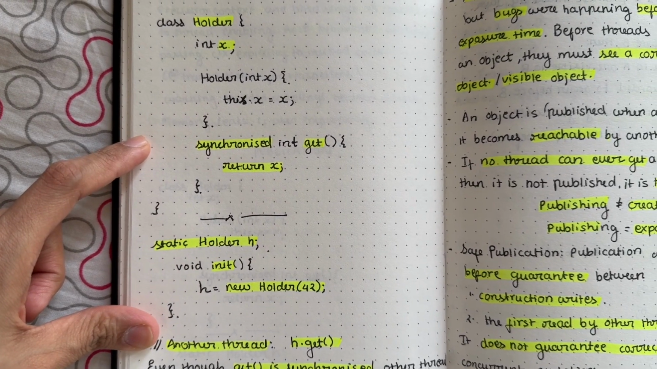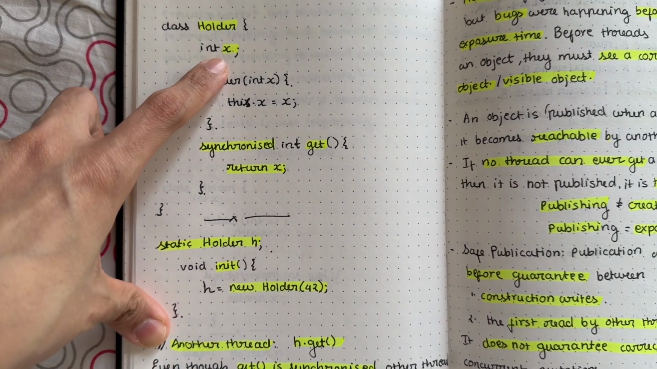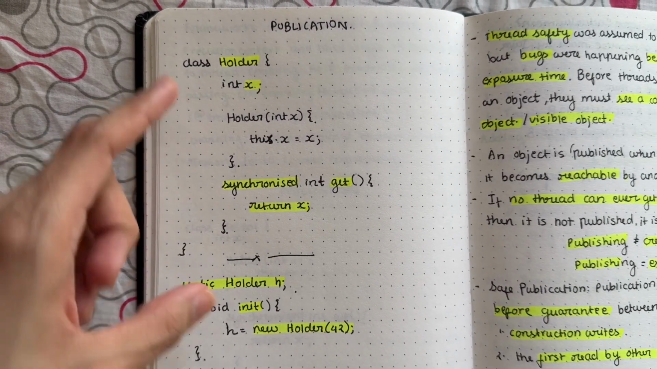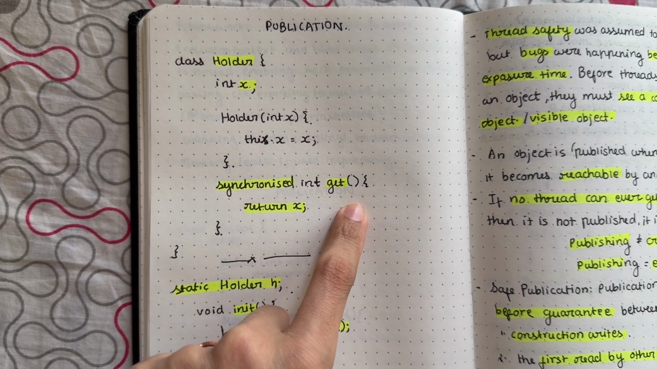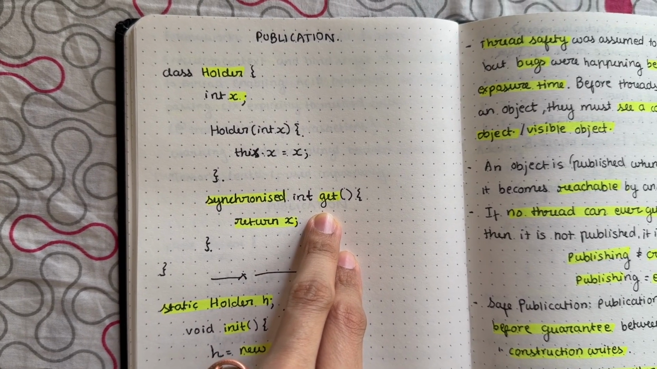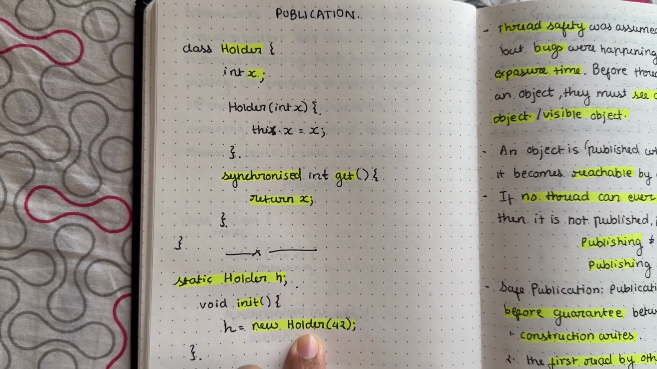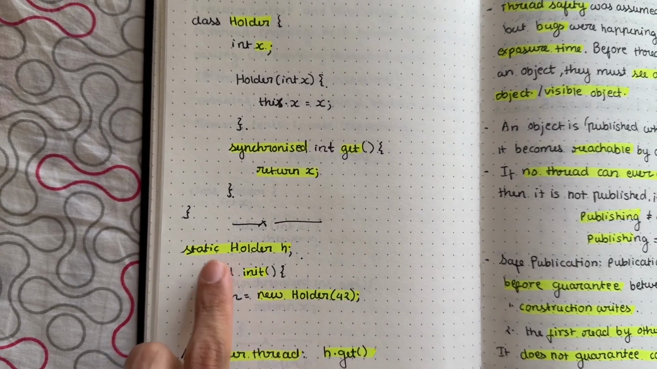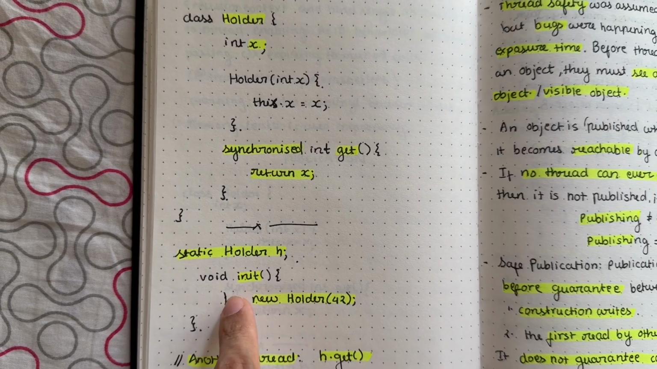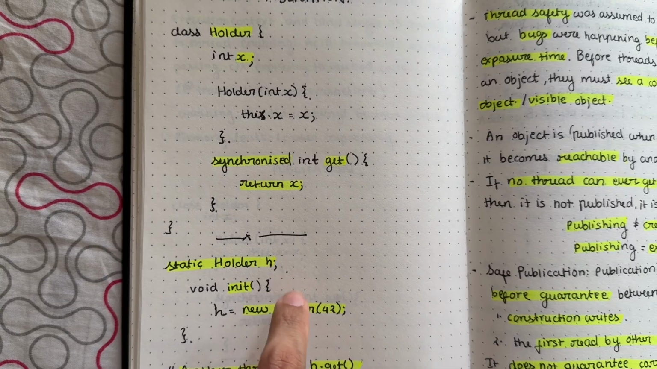But this is not the case. While some threads are getting the value of X as 42, other threads are getting it as 0. Why is this the case? This is because it was assumed that thread safety began at the usage, that is with this synchronized getter method, but that was not the case. Bugs were happening even before this, that is when the new Holder object was being exposed to other threads via this static Holder H variable. So in this assignment step only, many concurrency bugs were happening, resulting into an inconsistent object from the start itself.